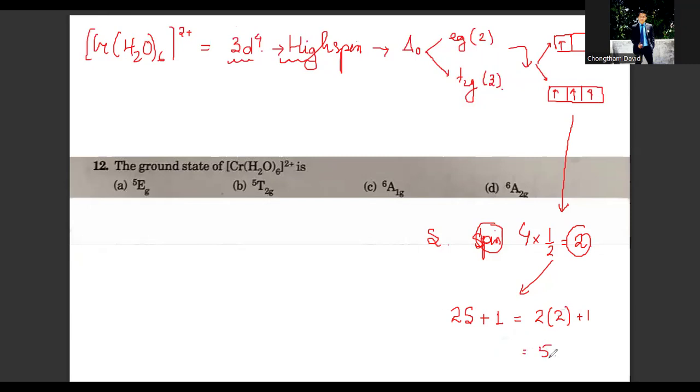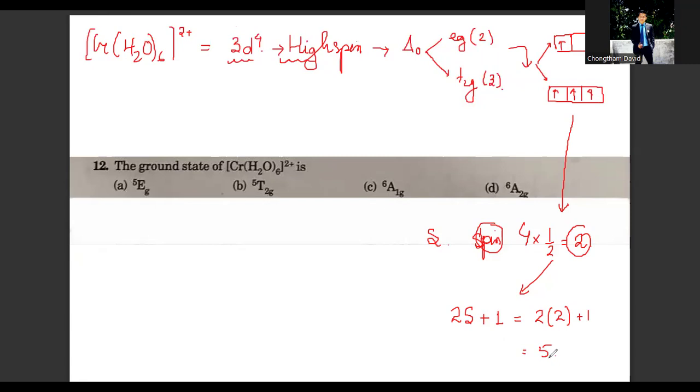The next step is the ground state term symbol. This is the crucial part. So for a 3d4 configuration in a high spin octahedral field, the ground state term symbol is going to be determined by the electron distribution in the eg and the t2g orbitals. And many times questions are asked on this ground state term symbol. This is going to be a very important part. So let us find out the value of the ground term symbol.